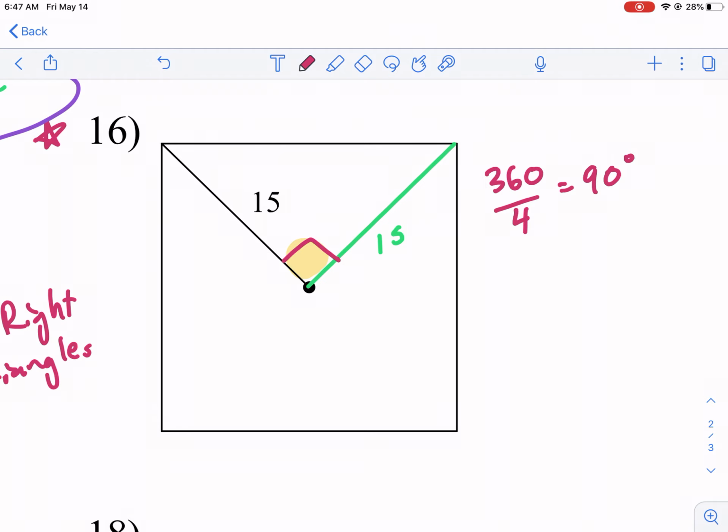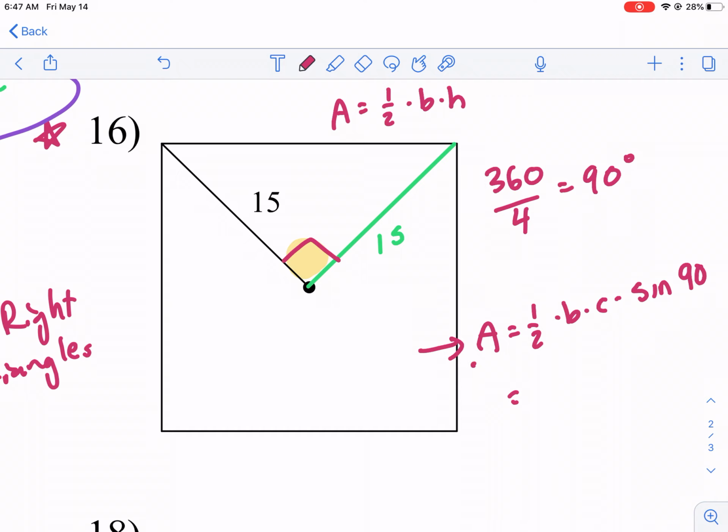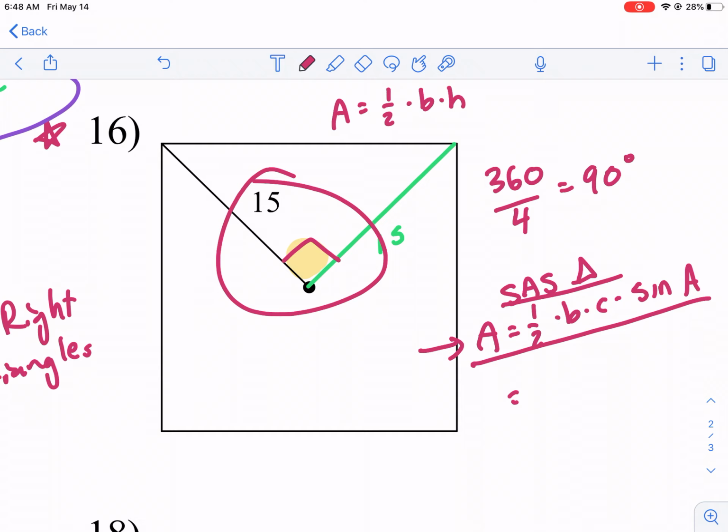Because it's 90 degrees, this is actually pretty easy. Area equals 1/2 base times height because the base and height are perpendicular, 15 times 15. Or we can go area equals 1/2 BC sine of A. In this case, A is 90 degrees, and the sine of 90 is 1, so you're going to see that it's the same thing. Now you see why it works. I would just stick with memorizing the sine of A formula for side angle side triangles, and it basically takes care of itself even if it's 90 degrees. So we do 15 times 15 times sine of A times 1/2, and we get 112.5 units squared.